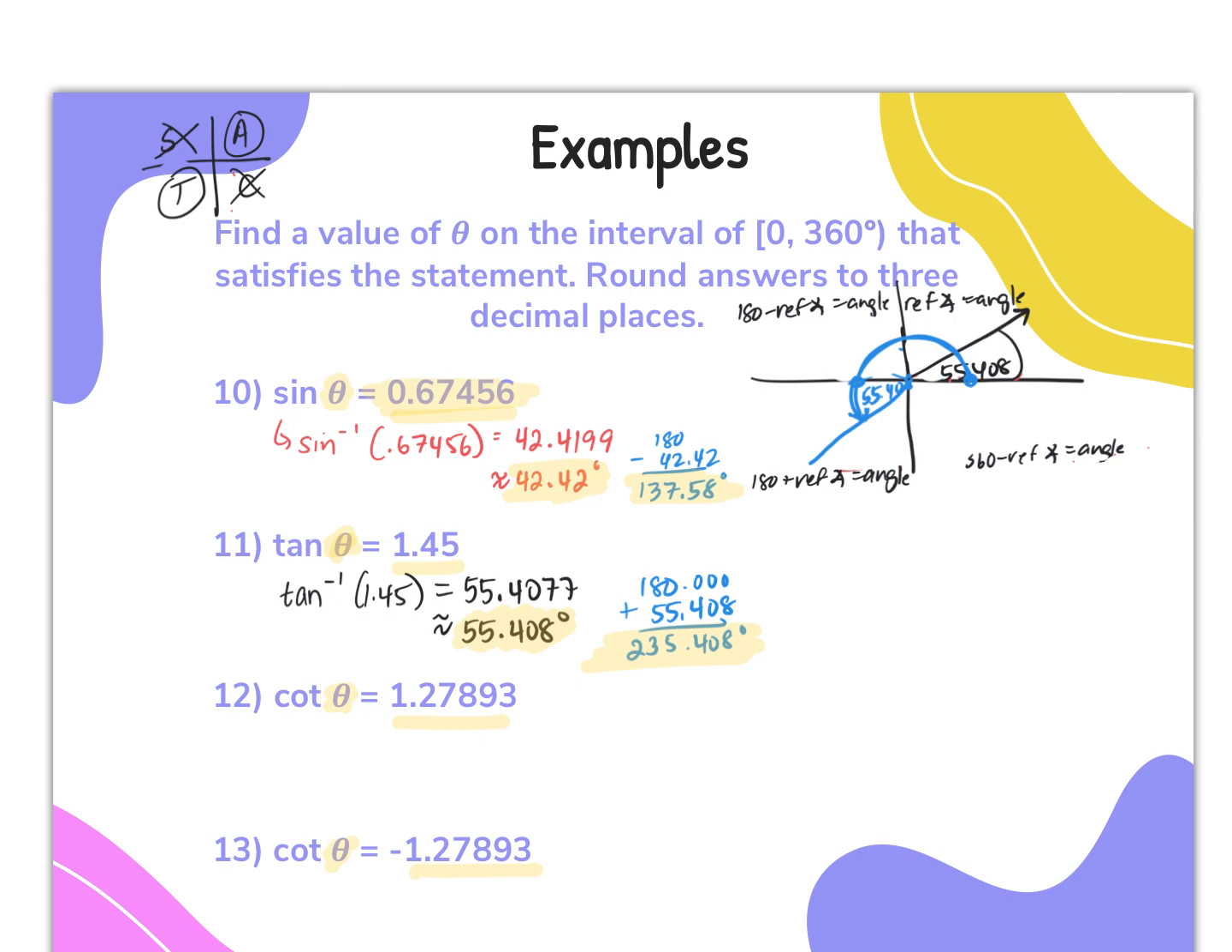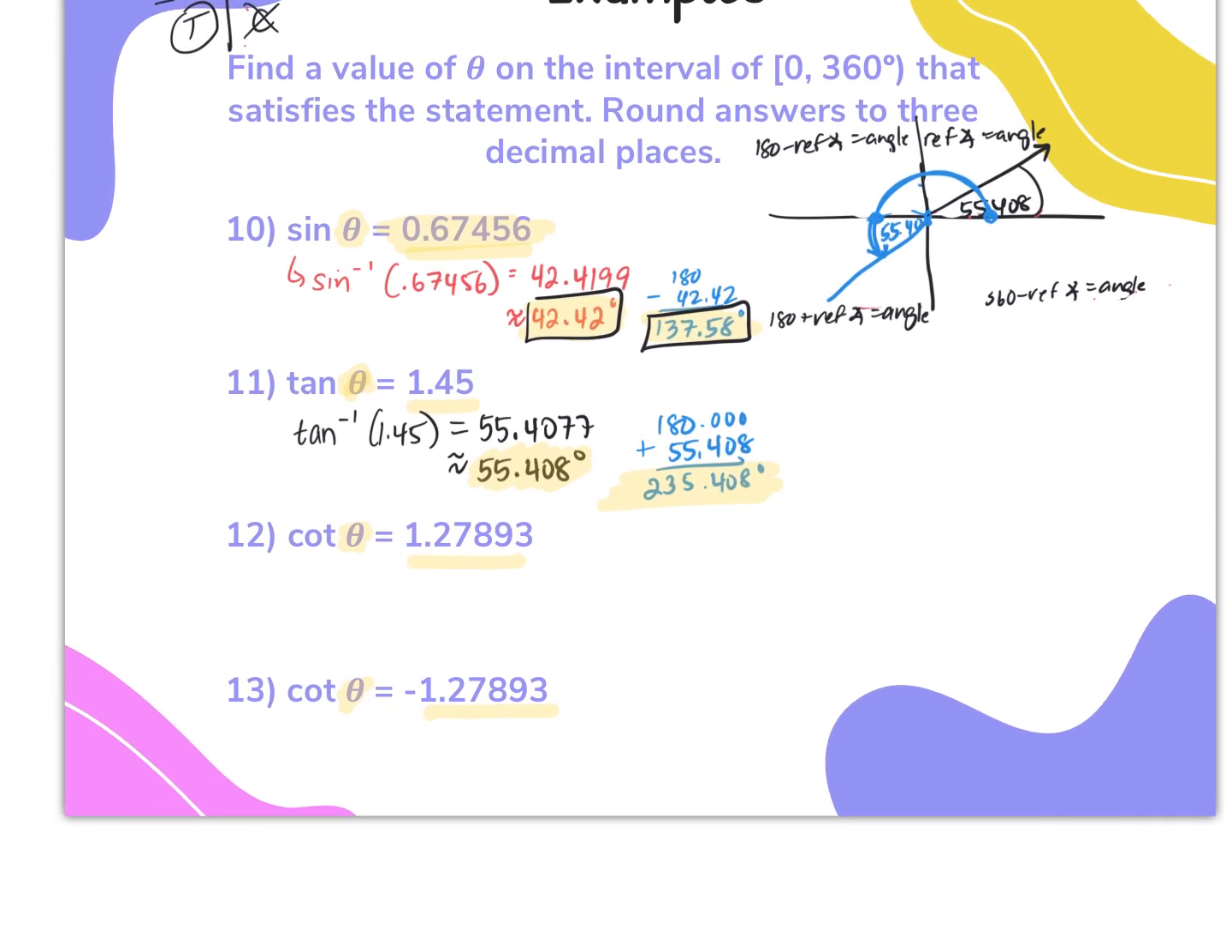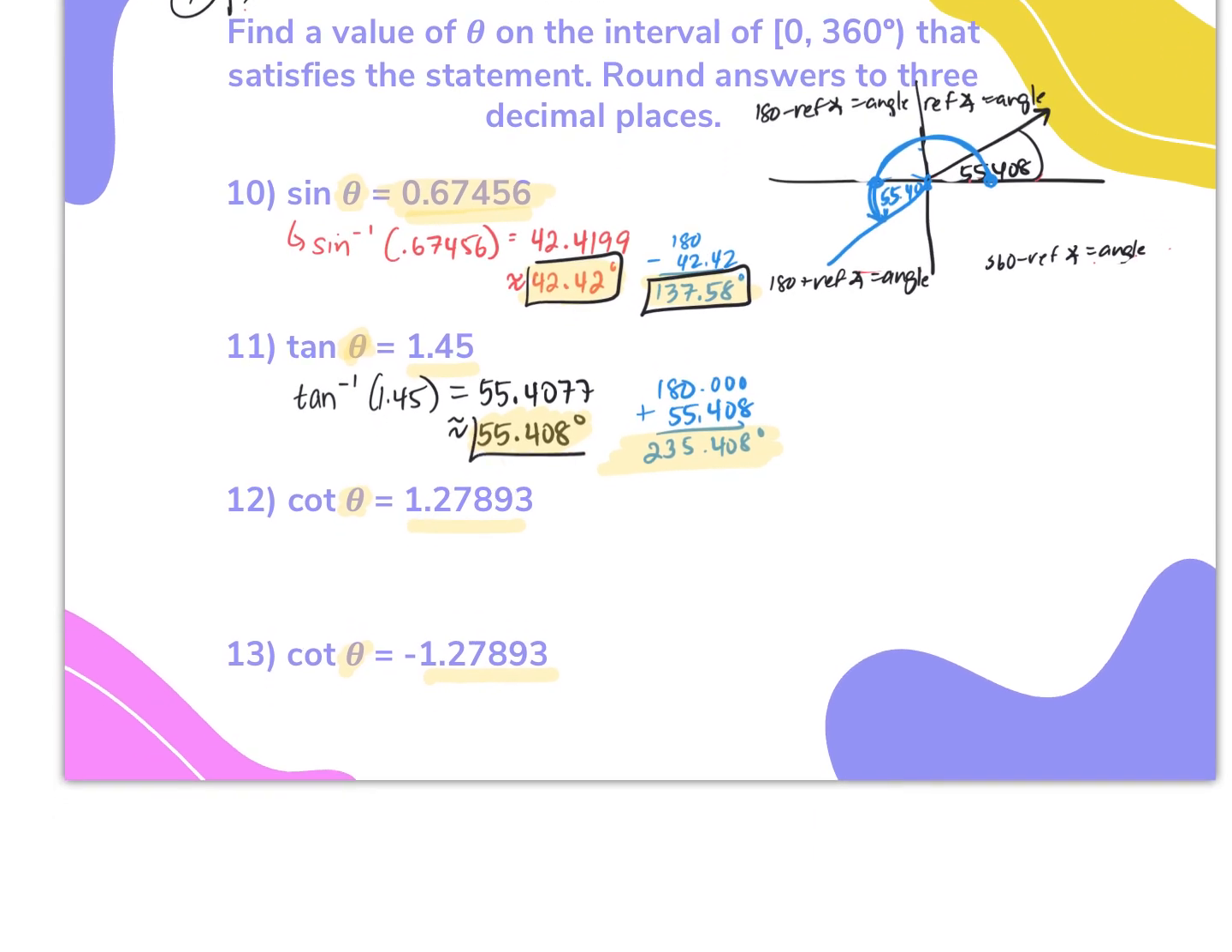And so again, I found my two solutions. My two solutions for the first problem are 42.42 and 137.58. And my two solutions in the second problem are these two angles here. Both of those angles have a tangent of 1.45.